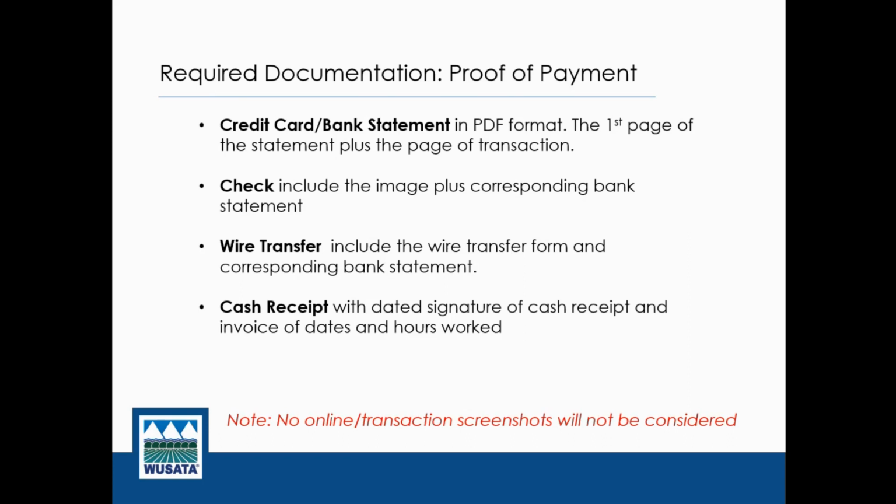Another piece that's required is proof of payment. So if you pay for your charges with a bank or credit card statement, we need to have that in a PDF format. The first page of the statement must be included, plus the page of transaction. If you pay by check, you would need to include the check image plus the corresponding bank statement. And if you pay by wire, you have to include the wire transfer form and the corresponding bank statement.